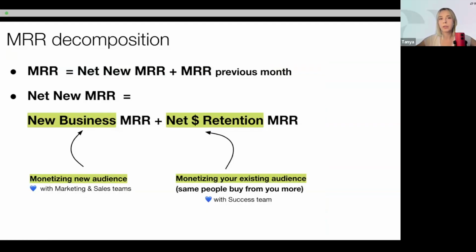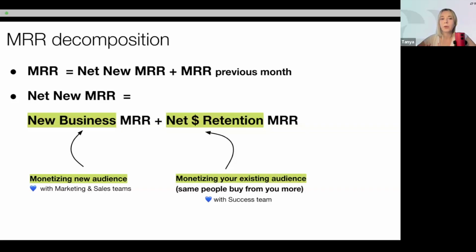And the important thing from it is to understand again, where does the money come from to your company, basically to understand the decomposition of your incoming revenue. So your monthly recurring revenue is created from the net new monthly recurring revenue. So this is the new amount of money that came in this month. And usually it comes from the two big components. The first one is new business MRR, and the second is net dollar retention MRR.